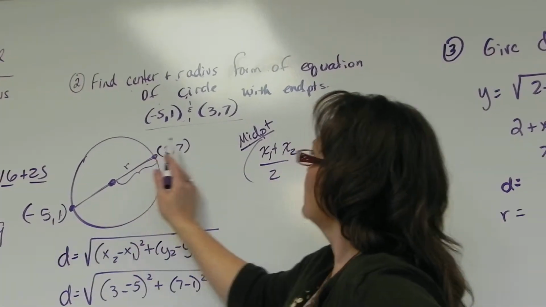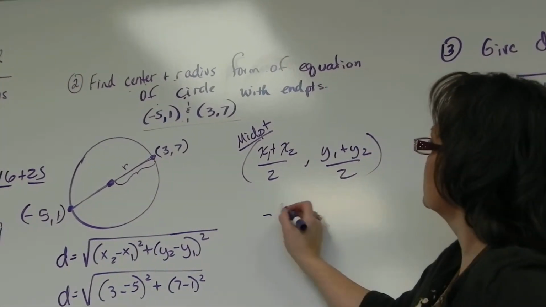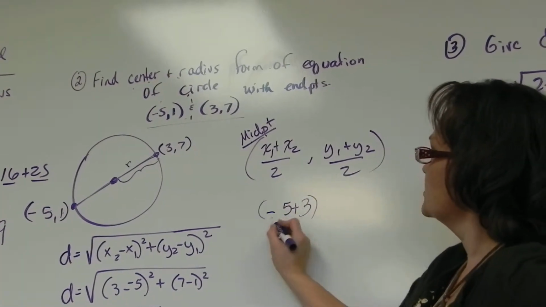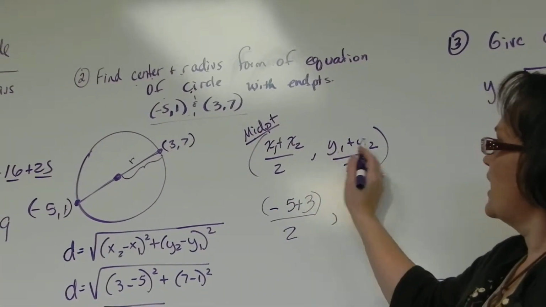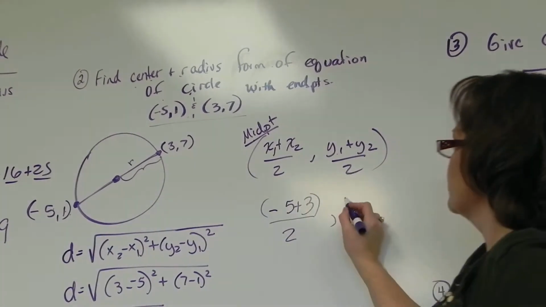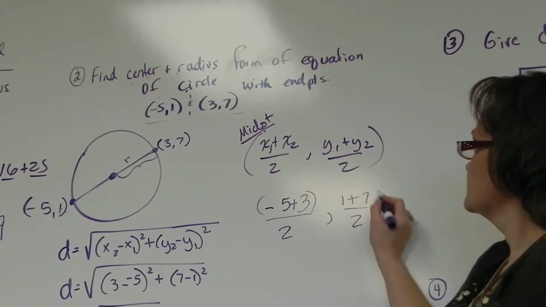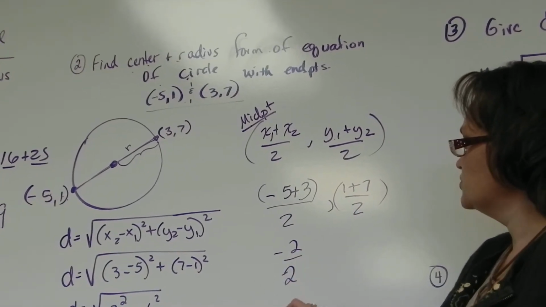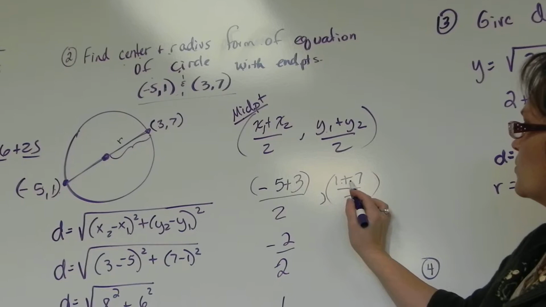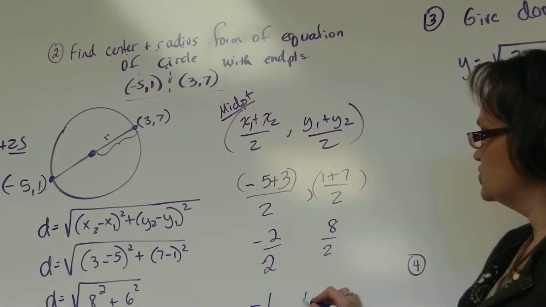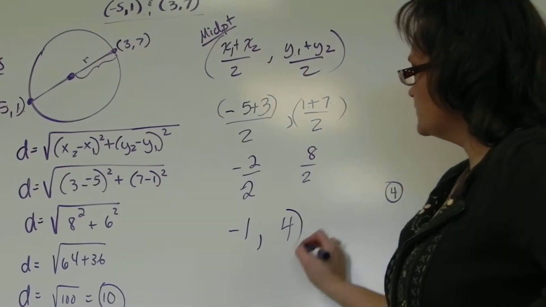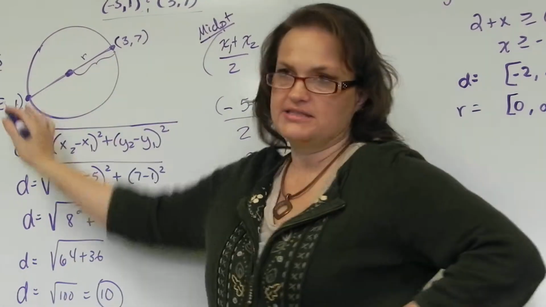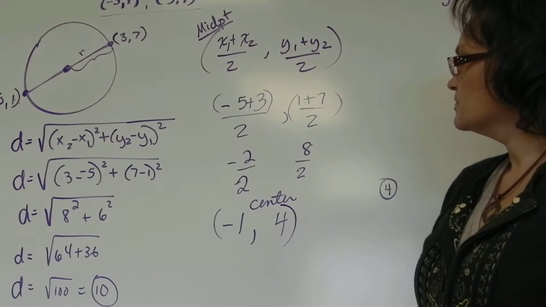So -5 plus 3. Thought I wrote that down, but I didn't. -5 plus 3 divided by 2, and then add the y's. 1 plus 7 divided by 2. And the parentheses really didn't need to do that. That would be -2 over 2 or -1. 1 and 7 is 8. 8 over 2, which is 4. So the center of the circle would be at the middle or the midpoint of that segment that was given.